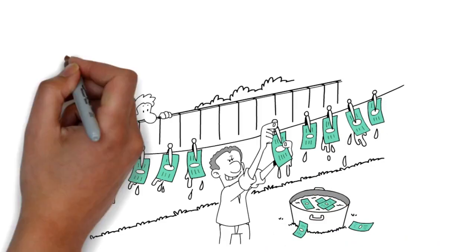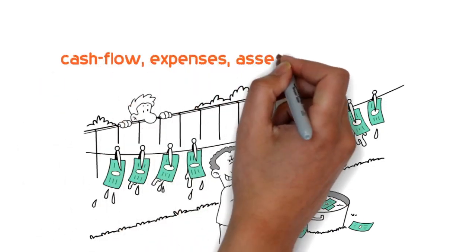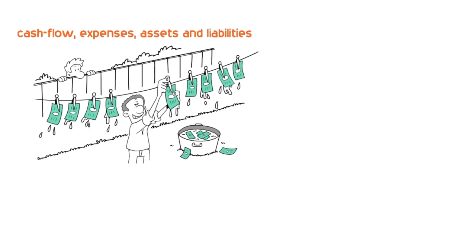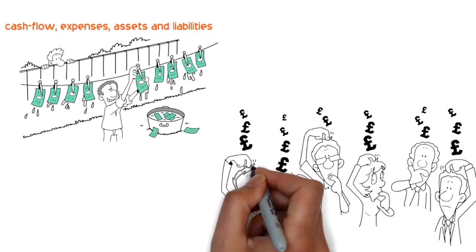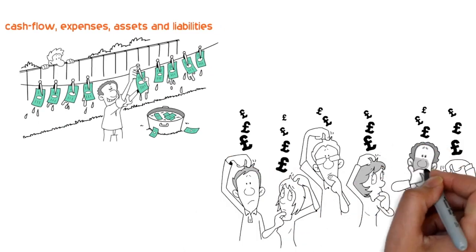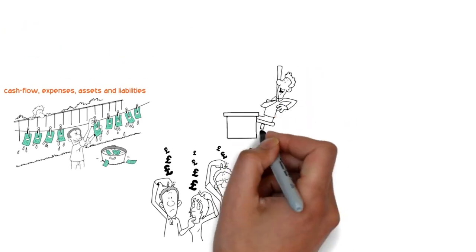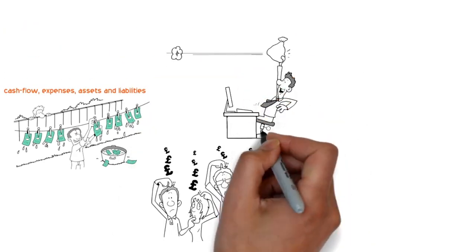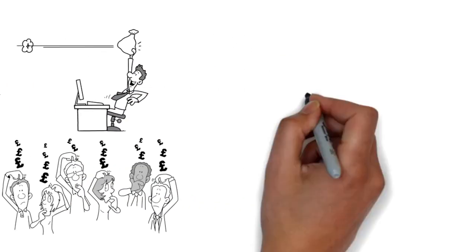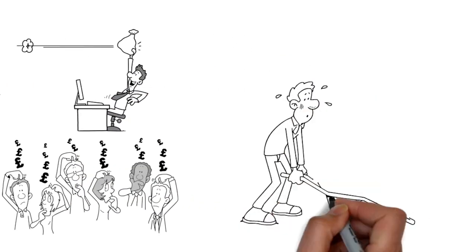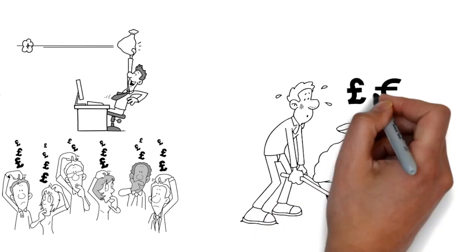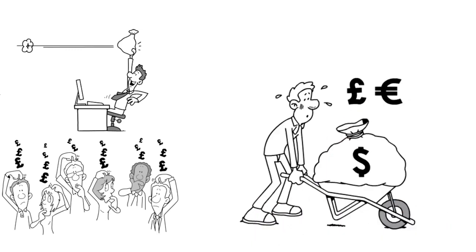You've probably heard the terms cash flow, expenses, assets, and liabilities. All four terms play a huge role in how rich people spend their money, which is quite opposite from poor people. Before we look at how rich people spend their money, let's get a clear understanding of those four terms. Cash flow is money you make, expenses is money you spend, an asset is something that pays you money, and a liability is something that costs you money.